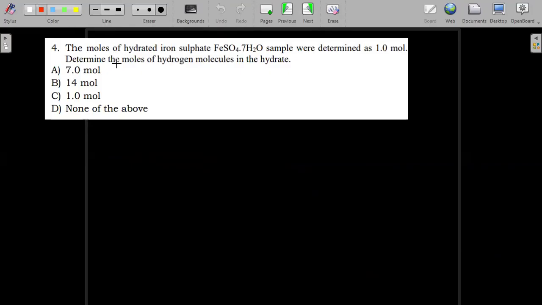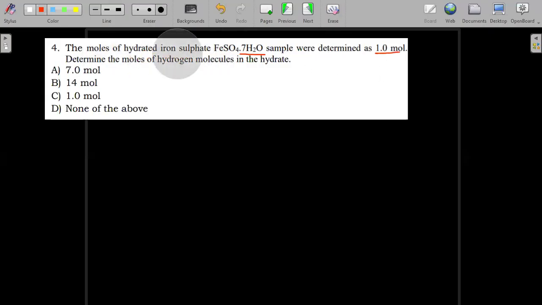So the next question, pay attention here. They like bringing this question, and I'm very sure it's going to be there. So I'm going to give you scenarios of different questions that they can ask you on this same question here. So pay attention, please. They're saying the moles of hydrated iron sulfate. So this is the hydrated iron sulfate. Hydrated means that to this iron sulfate, they are just adding what? Water. That's what it means to be hydrated. So the moles of hydrated iron sulfate sample were determined as 1.0 moles.